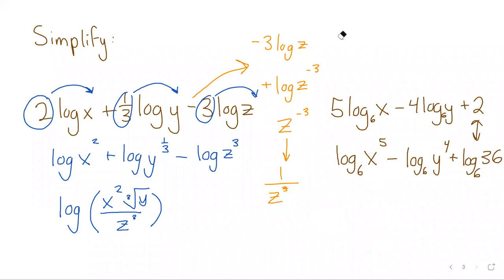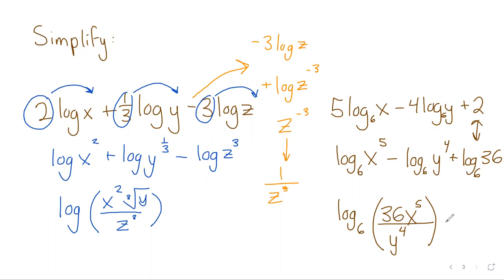And now that we have everything in terms of log base 6, now we can combine everything into one log. So log base 6. Numerator, we've got x to the 5th. And let's see, that's a minus. So that's denominator y to the 4th. Oh, and then we actually have, this is going to be numerator. I'll move this over to make the format a little better. So we'd have x to the 5th from here, and then we'd have a 36 right there.